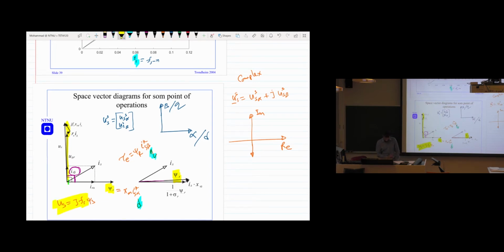In this equation, you can see that it has a j in front. This means if you multiply ψ_S with the frequency ω_s and rotate it by 90 degrees in the clockwise direction, then that gives you the voltage. So this is the ψ_S. This means you are multiplying ψ_S with ω_s and then putting this j there. That's how you can get this space vector diagram here. So it's just for understanding how this space vector diagram looks.